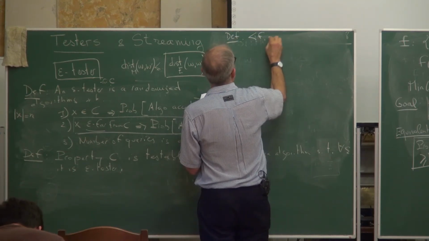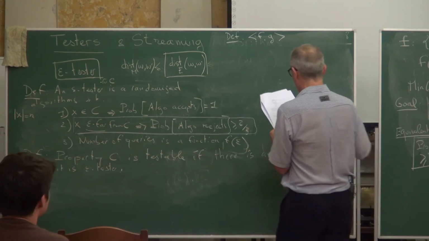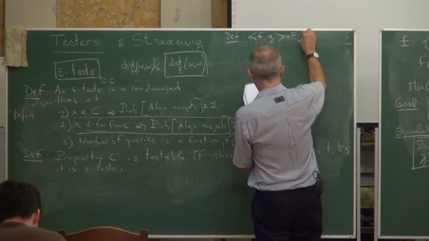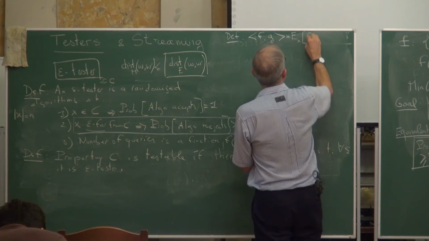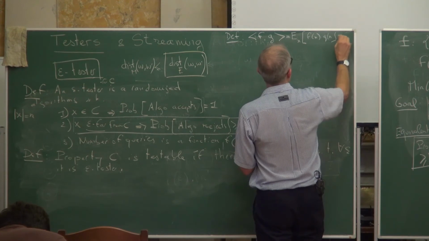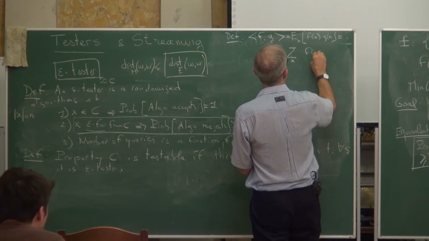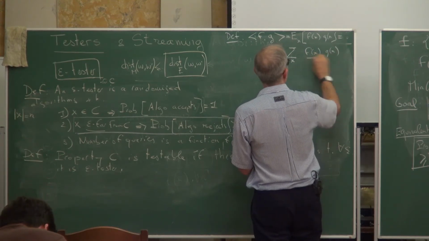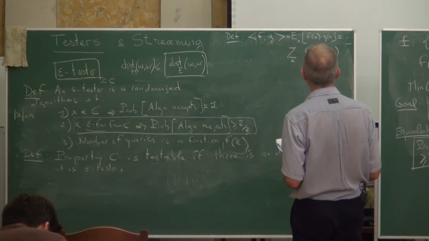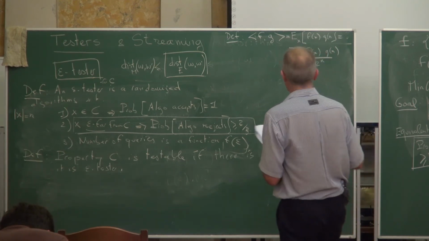What do I write as f·g? Like a scalar product of 2 vectors. And by definition, it is going to be the expectation of f of x, g of x, which is also equal to the sum over x of f of x, g of x, divided by 2 to the n. And that's the definition of f dot g. All right.